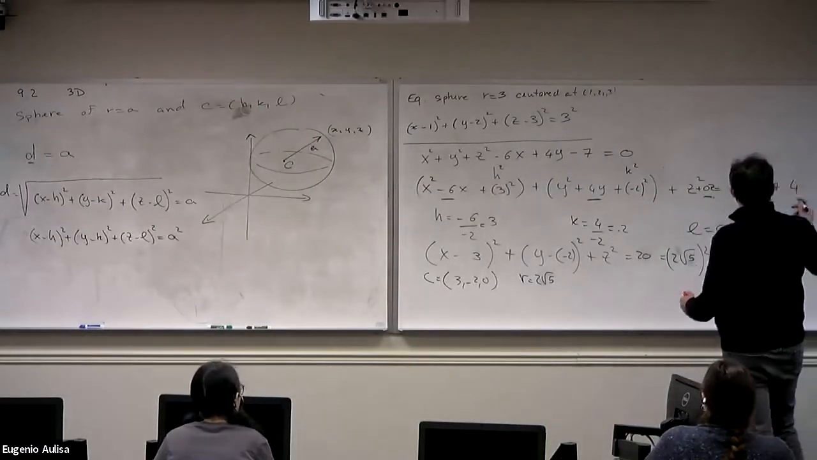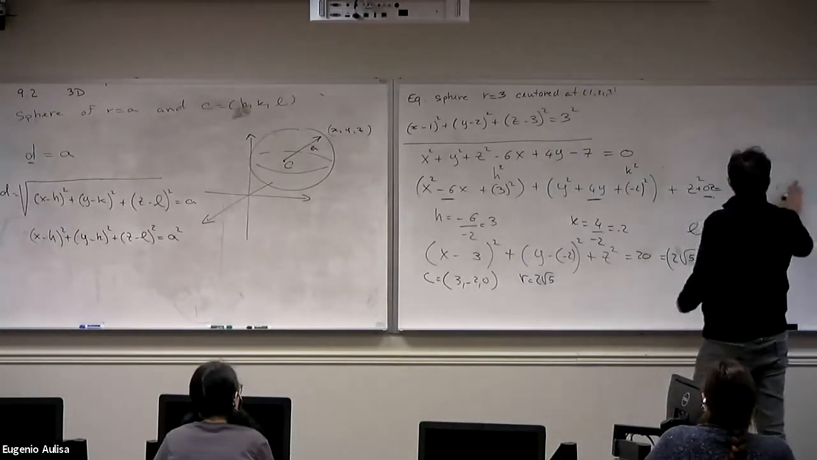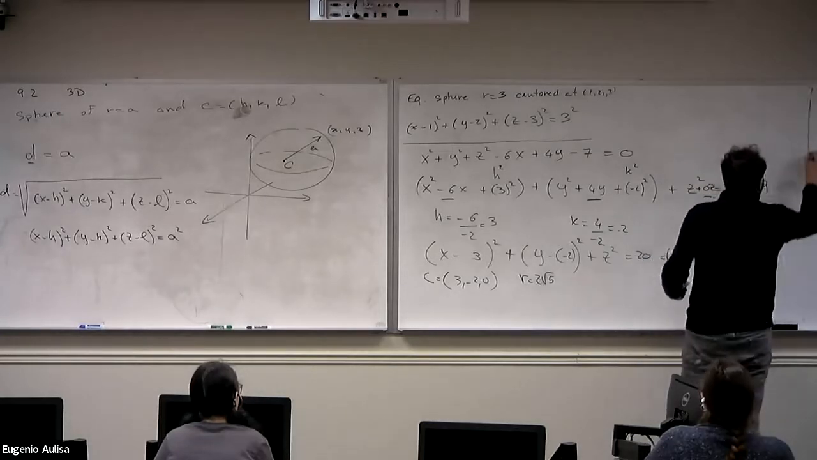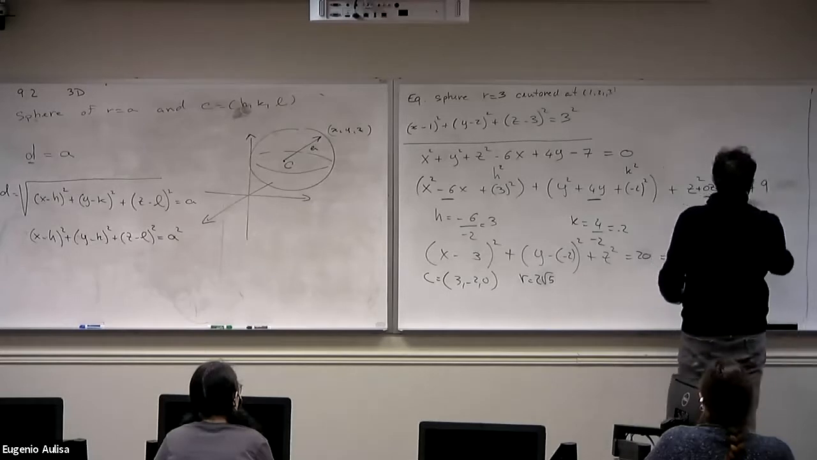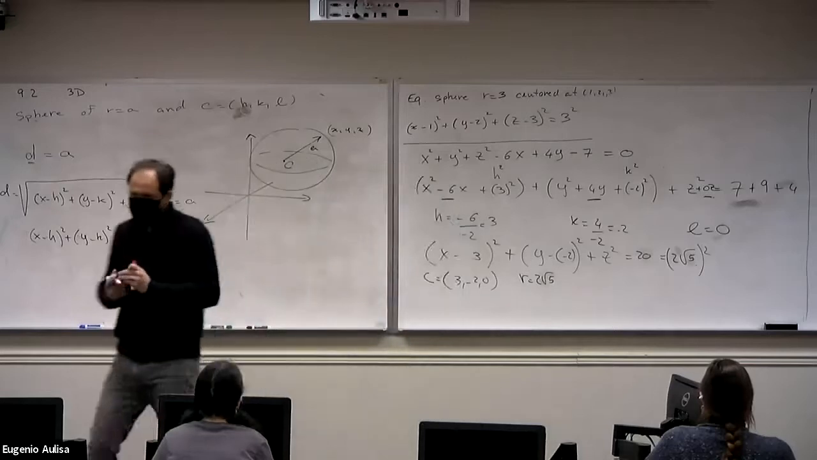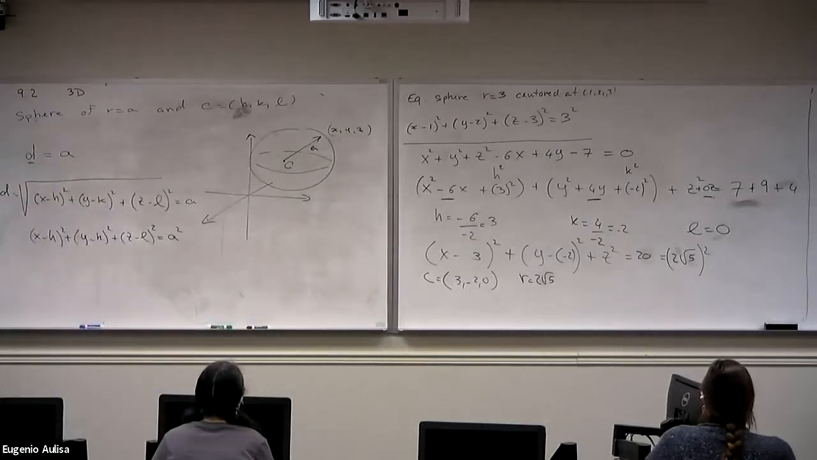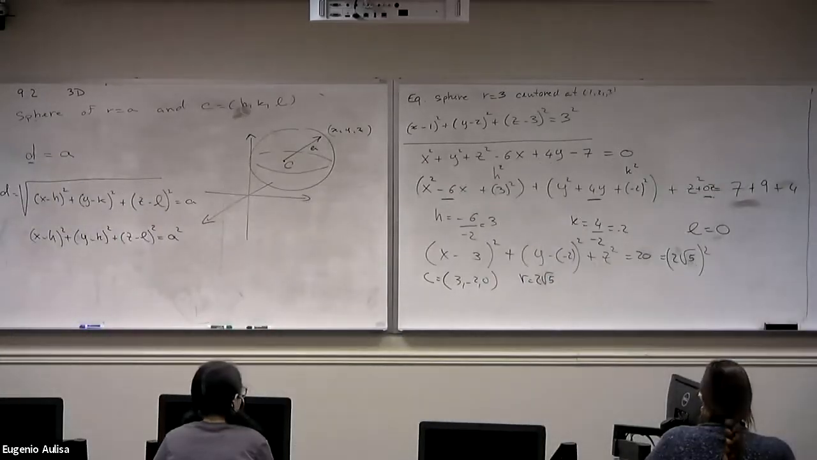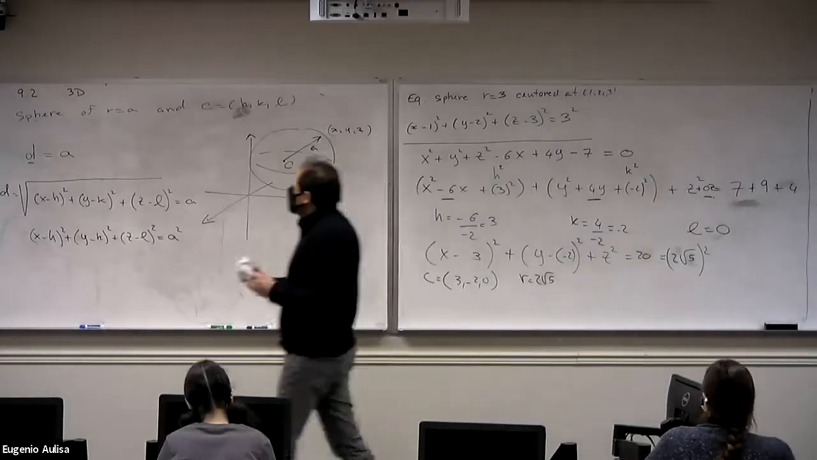I'm still inside. Any question? Pretty clear? So we are seeing two families of surfaces, cylindrical surfaces and spheres. For now, we stop with the surfaces.